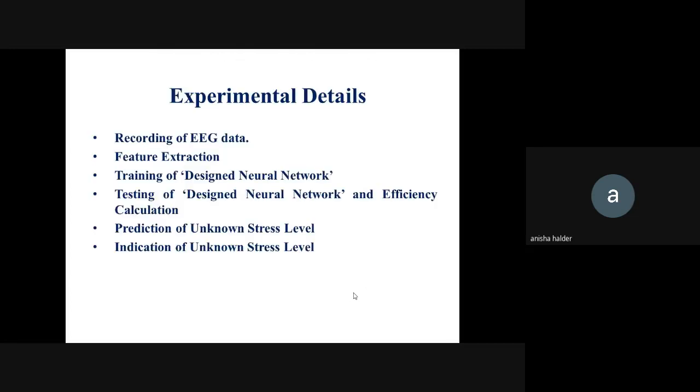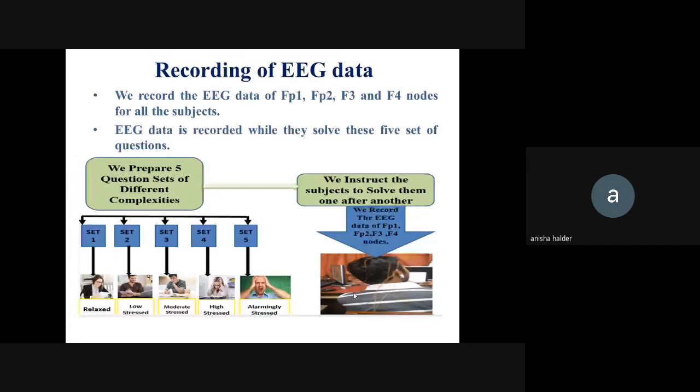These are the experimental details: recording EEG data, feature extraction, training, neural network, testing by neural network, prediction, indication. Now see, we have prepared 5 question paper sets. Set 1, very easy, relaxed. Set 2, just started some complexity, so low stress. Next set, tougher set, moderate stress. Next set, the high stress set, and the alarmingly stressed level is after 5 or 10 hours of solving, you are giving this set. Alarmingly stressed, this question paper, the toughest one. So this is our set 5. Okay.